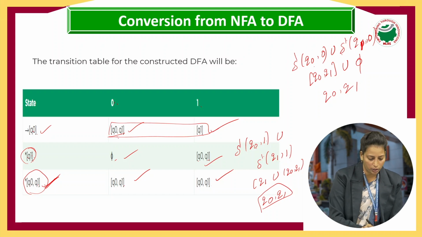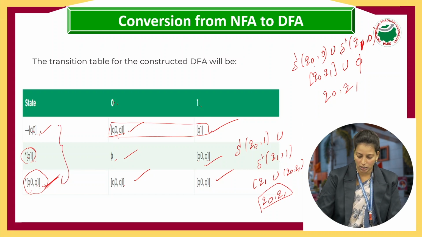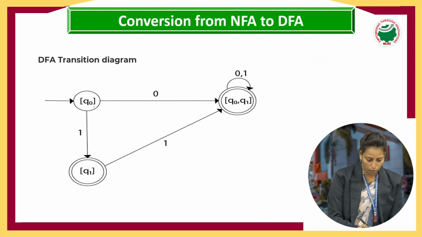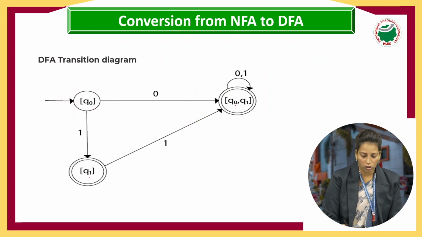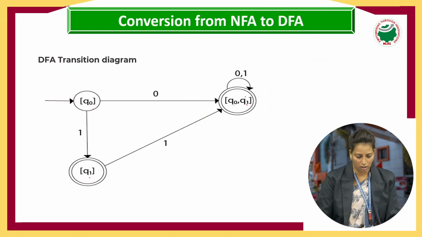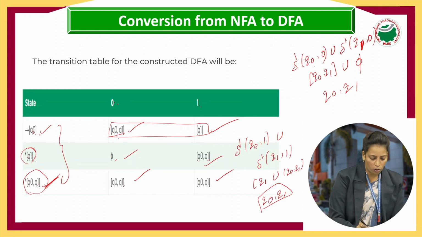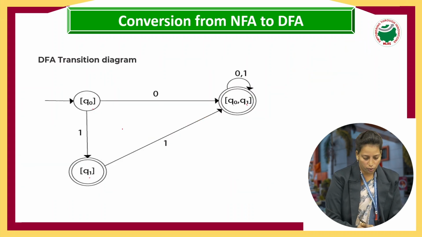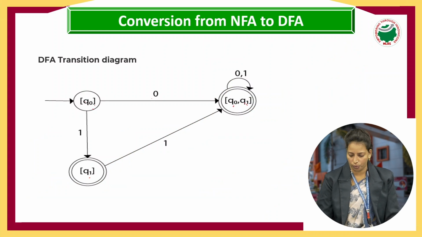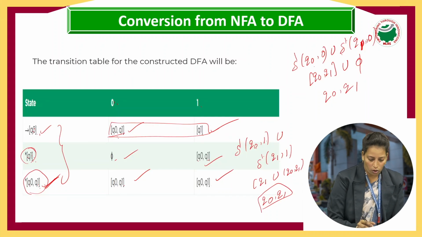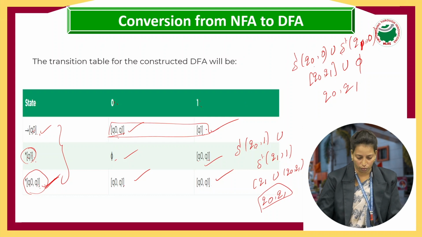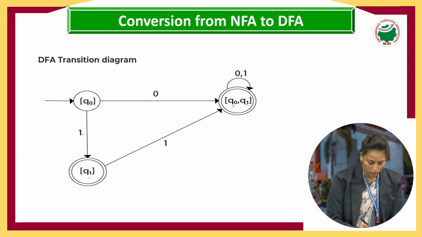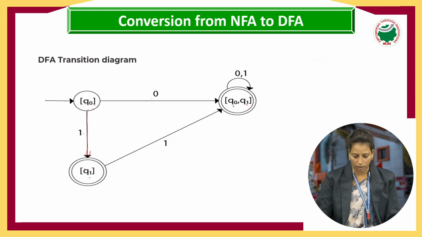Total how many states do we obtain? Q0 comma Q1 is considered as one state, right? So Q0 of 0 moves to Q0 comma Q1, right? Next, Q0 of 1 moves to Q1, right?